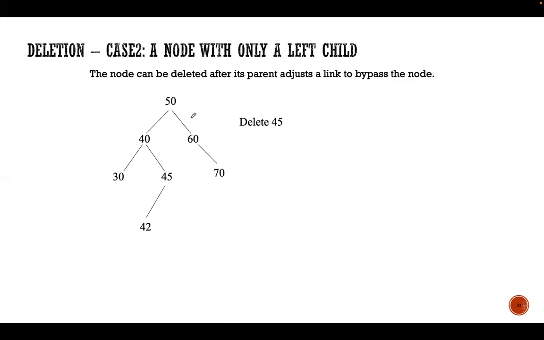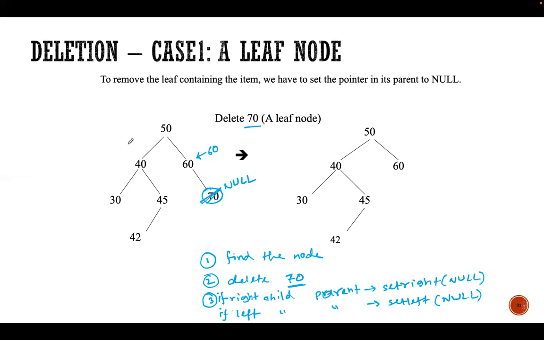Let's say from the same tree, there is another leaf node 42. Okay. So what we have to do if we want to delete 42? So after we delete 42, the tree will look like we're going to just delete 42. All right. Now 45 had the left child 42. Now instead of 42, 45 will point to null. All right.